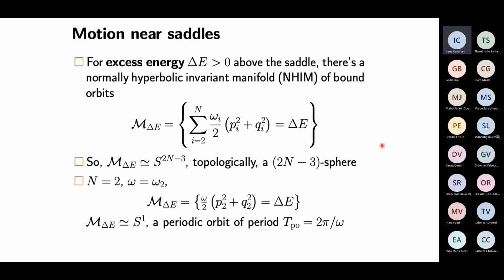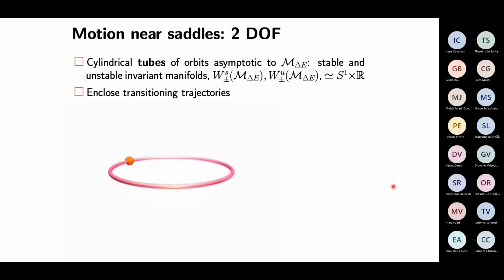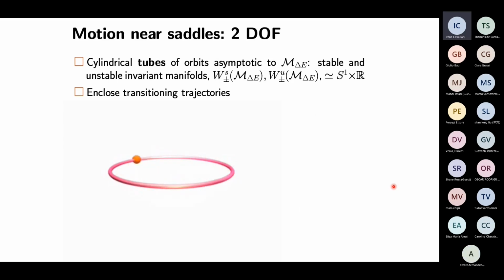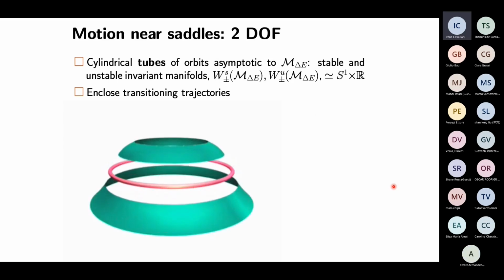And for any energy that's above, I call the excess energy the energy above the saddle point itself. There's a normally hyperbolic invariant manifold, which has the topology of a 2n-3 sphere within the energy surface. For the case of just 2 degrees of freedom, this normally hyperbolic invariant manifold is just a periodic orbit. But it's a periodic orbit that's unstable. It has both a stable and unstable direction.